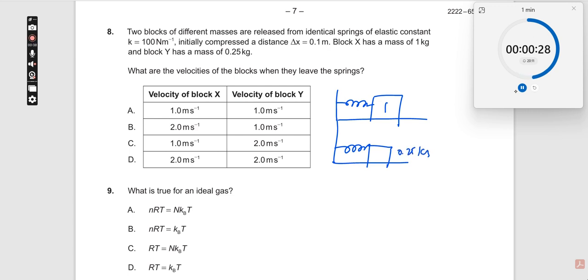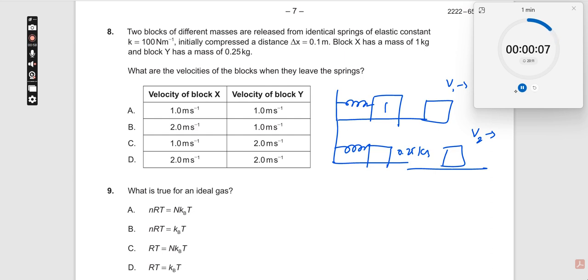Now you compress the springs and release them. As a result, one block will move faster, the other block will move with a different speed. This moves, let us say, at V1, and this moves at the speed of V2. Now he is asking what the velocities of blocks X and Y are. So how do we do this? We do it like this.